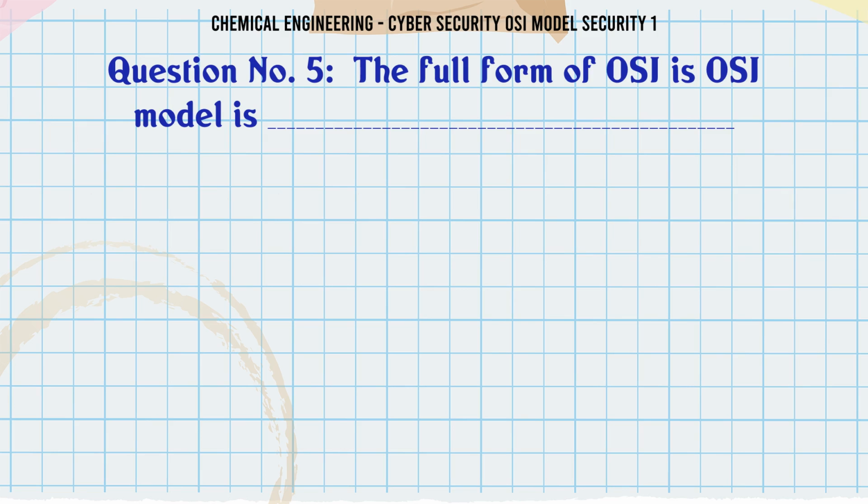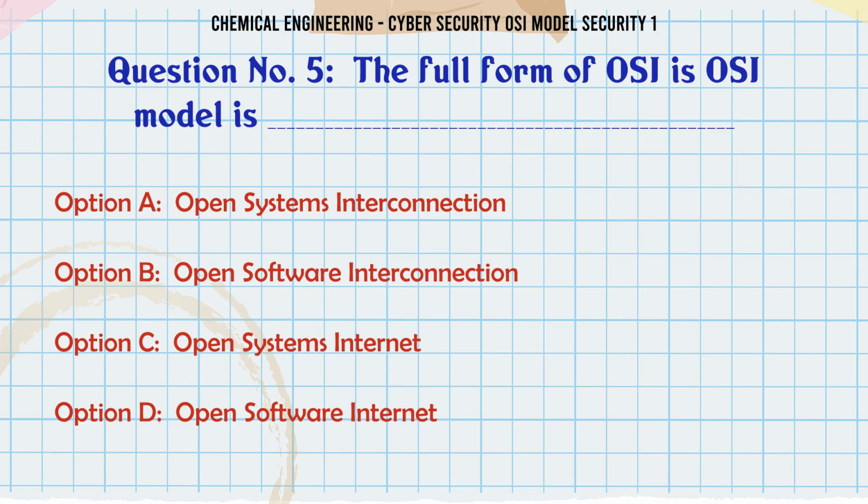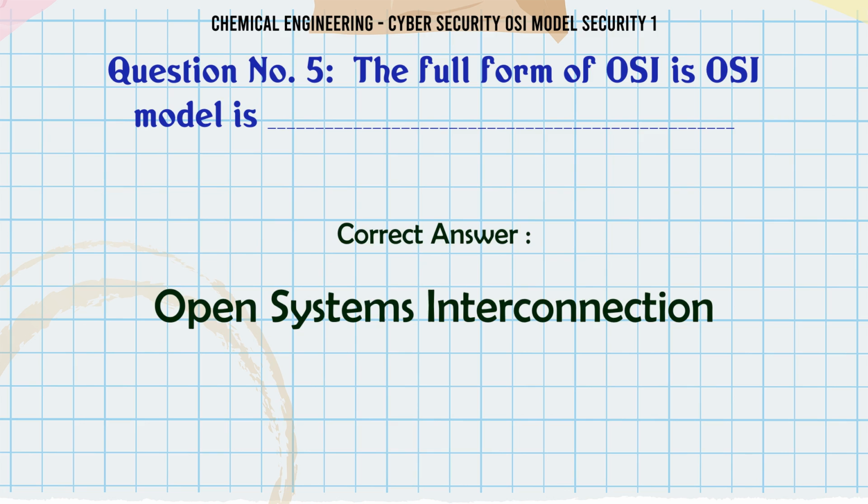The full form of the OSI model is: A. Open Systems Interconnection. B. Open Software Interconnection. C. Open Systems Internet. D. Open Software Internet. The correct answer is Open Systems Interconnection.